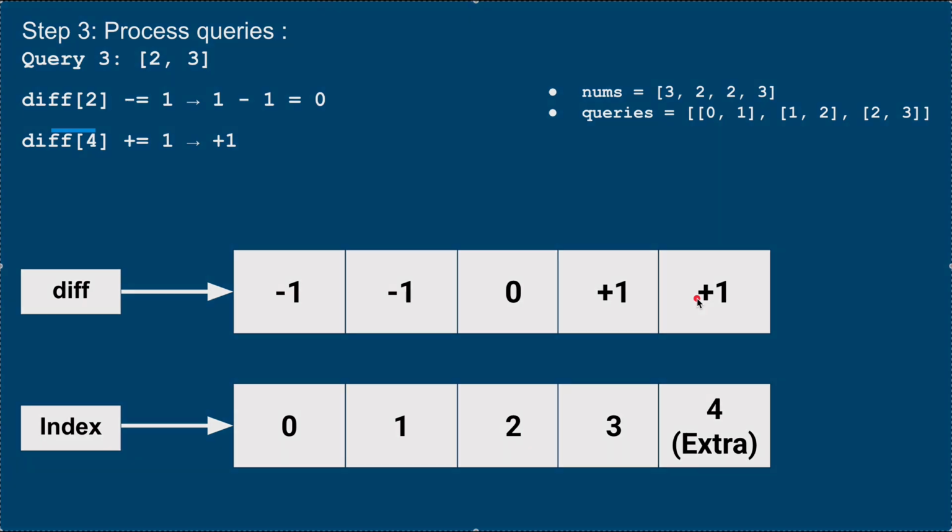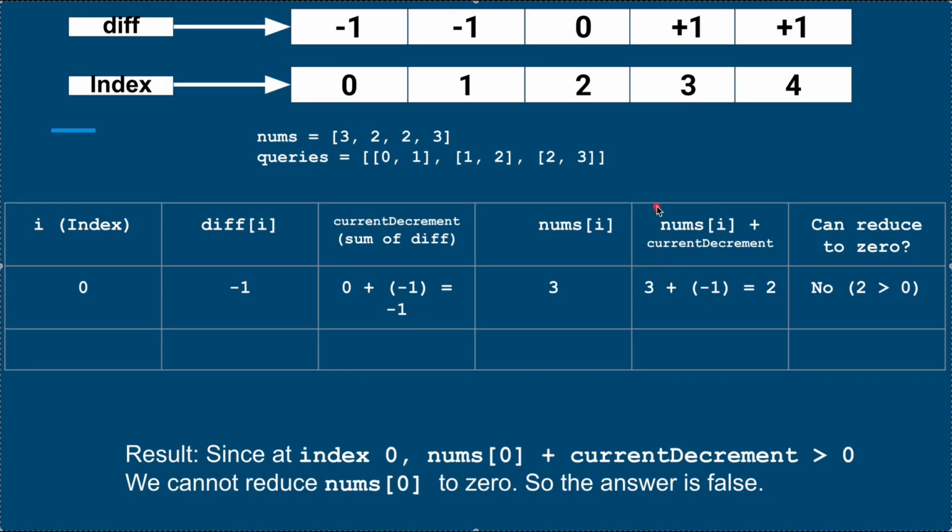Now if you see, we have processed everything, right? So now the updated difference is like this, and these are the indices that we have given, and nums we have taken 3 2 2 3, and queries we have given this. So we have processed all the queries and we have built the difference. Now it's time to understand how to calculate the prefix sum and the checks. So how are we going to find the prefix sum and checks?